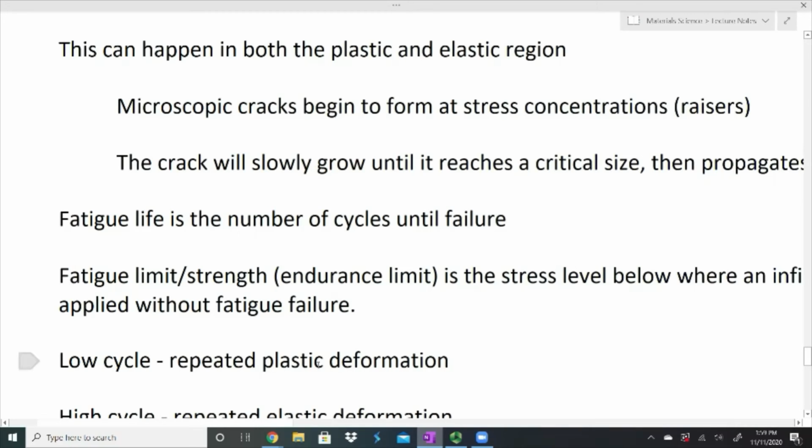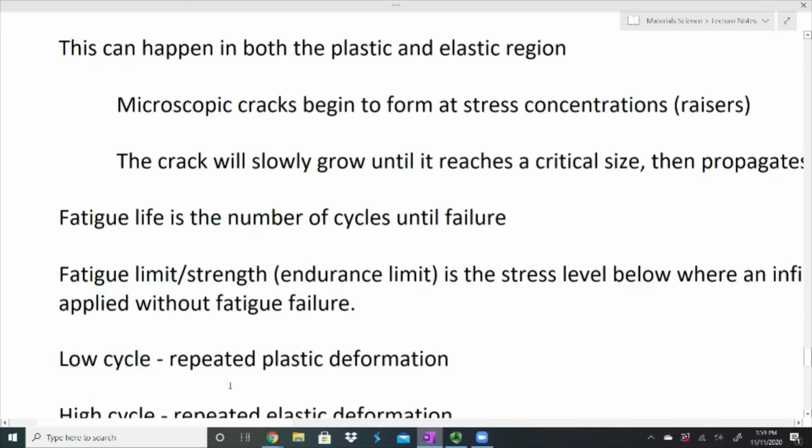If I have what's called a low cycle fatigue material, I basically do this in the plastic region. I deform this material into the plastic region, into that strain hardening region. It's called low cycle because I'm going to get fewer loading cycles out of it before it fails.